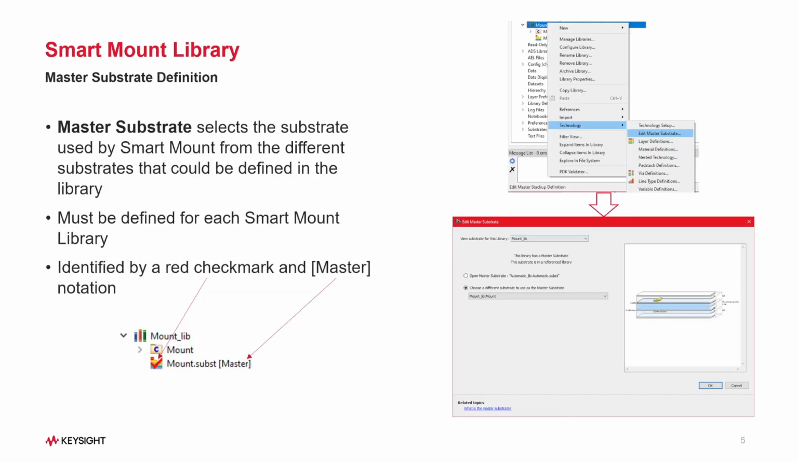So let's start by seeing how to define the master substrate. So if you can see here the menu pick, you go into the main window, you right click on the library name, and then you get access to this technology edit master substrate menu.